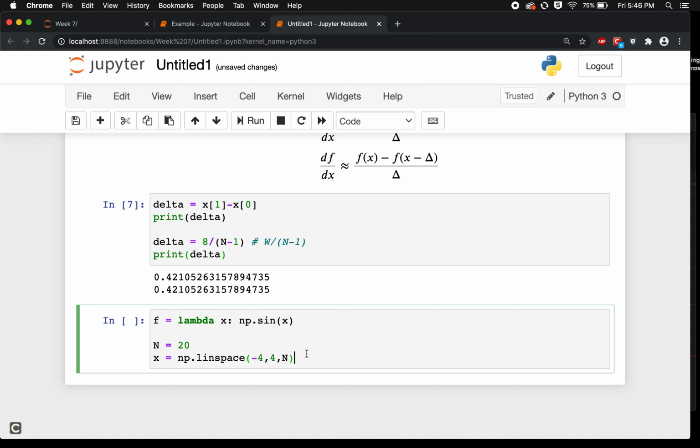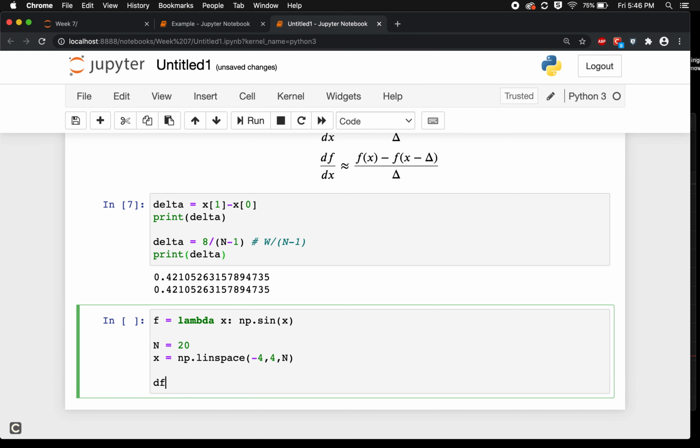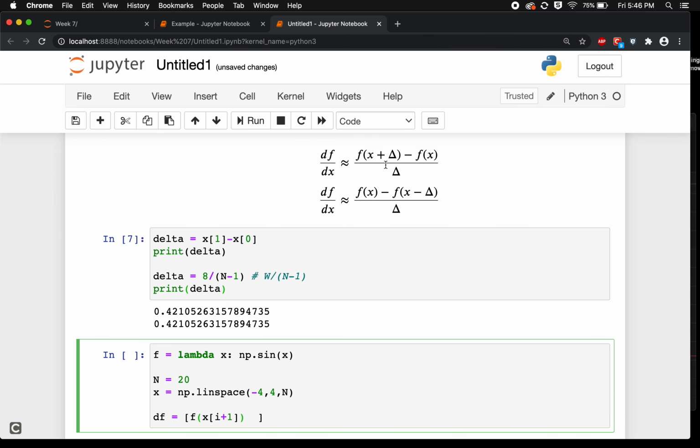So if I want to do the derivative of sine, I'm going to just do list comprehension, so I'm going to just type in this formula. I'm going to type f of x of i plus 1, so that's going to be our x plus delta up here. Then I'm going to subtract f of x of i, and then I'm going to take this quantity right here, put parentheses over it, and then divide it by delta.